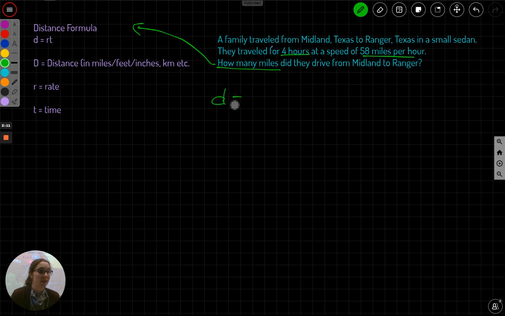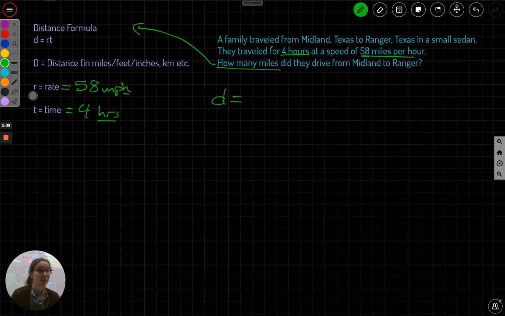D equals something. R, what is our rate? Our rate is how fast for how much time. 58 miles per hour is our rate. 58. And T is for time, which is 4 hours. MPH. Do our units match? Hours, hours, yes. Our units match, so we're good.